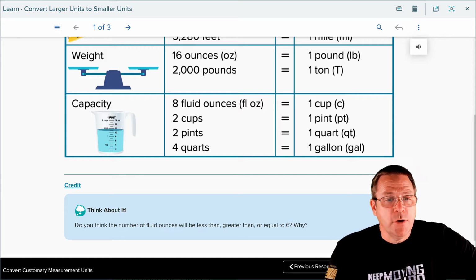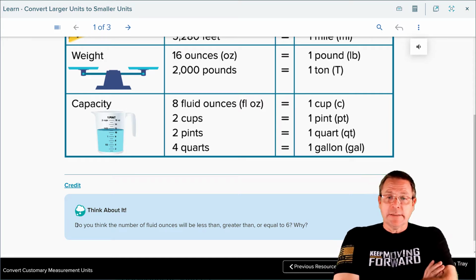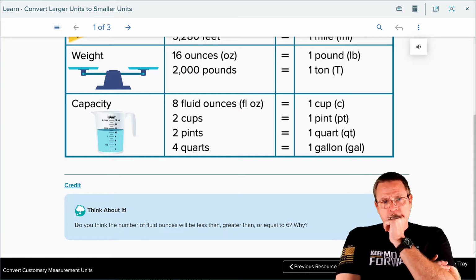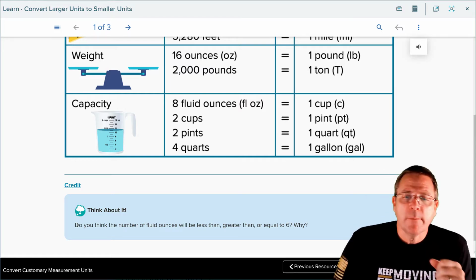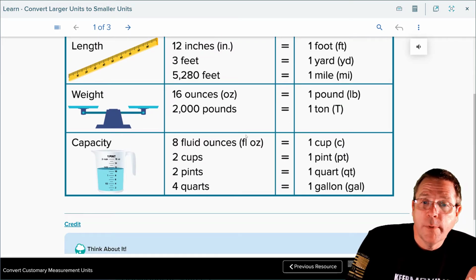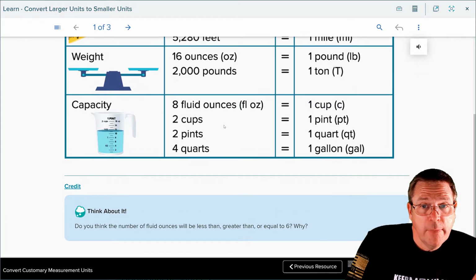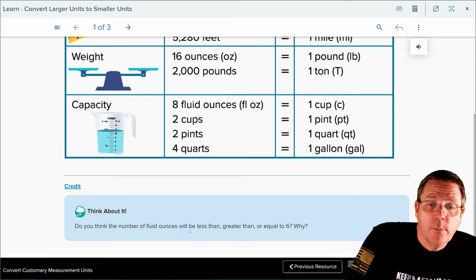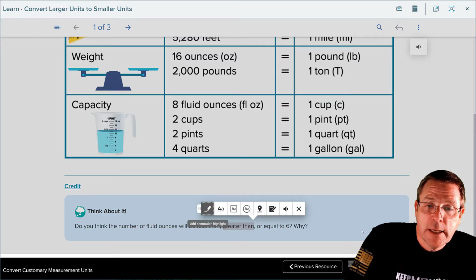Now, think about it. Do you think the number of fluid ounces is going to be less than, equal to, or greater than 6? And why? Think about that answer. What do you have to say? I think it's going to be greater than 6 because, if you look at the chart here, 1 cup is 8 fluid ounces and 1 pint is 2 cups. So you have double 8 ounces. So right there we can see there's probably going to be 16 ounces, I'm thinking, in 1 pint. But we need to be able to prove that with math. Either way, that is definitely going to fall in the greater than 6 category.